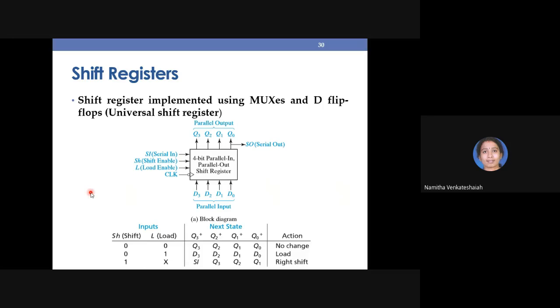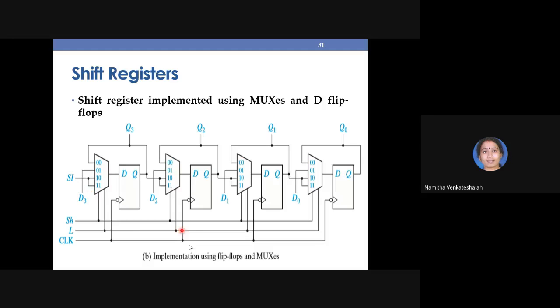Actually, shifting should happen. That's why I'm giving SI to the last flip-flop, and the last flip-flop's output to the last but one flip-flop, and so on, each output to the next flip-flop. Like this, we are ensuring that using 2 to 1 mux and D flip-flop, we are implementing the universal shift register.